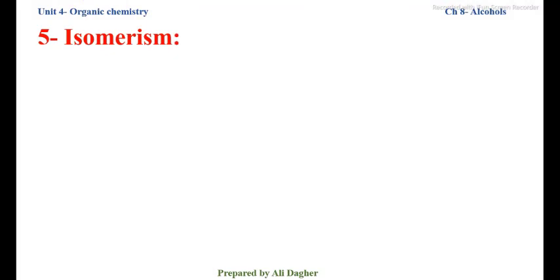Now, isomerism. The first alcohol and second alcohol, that means CH3OH and C2H5OH, have no alcohol isomers. The alcohol isomers start with the carbon chain of 3. C3H8O has two isomers.